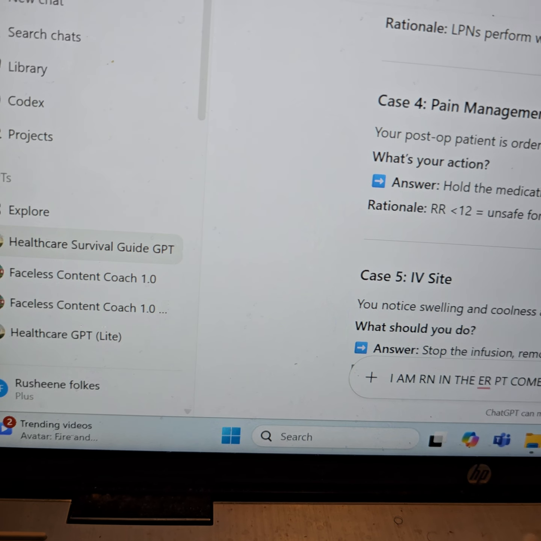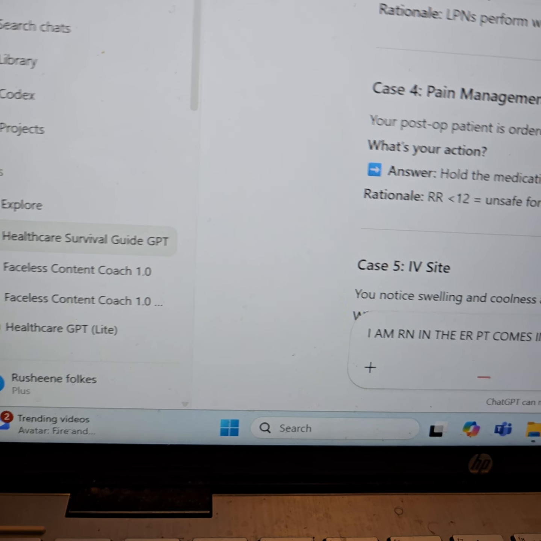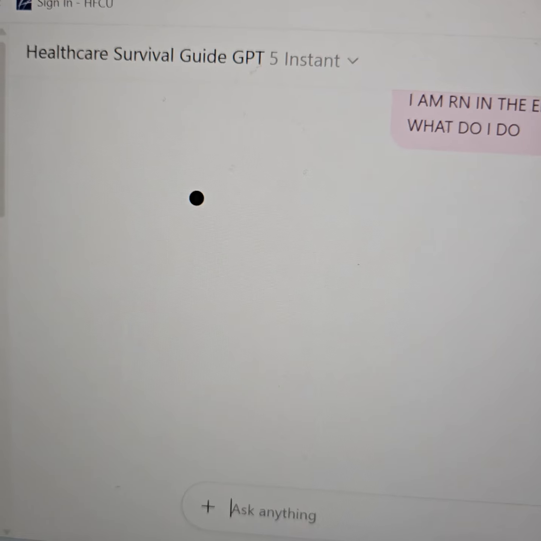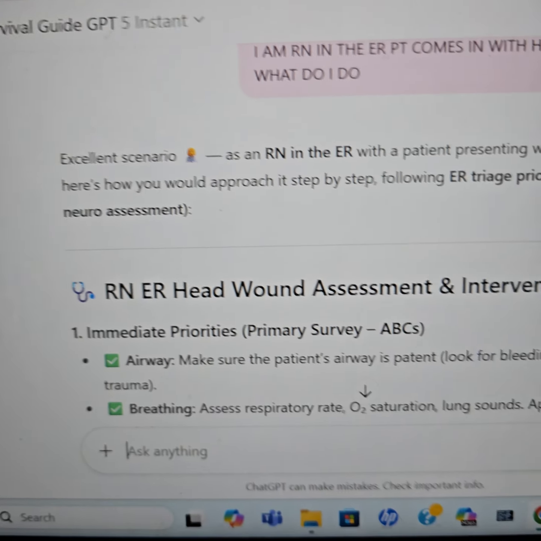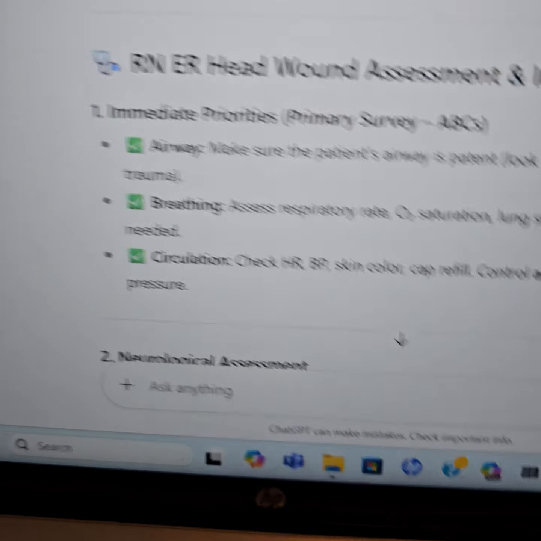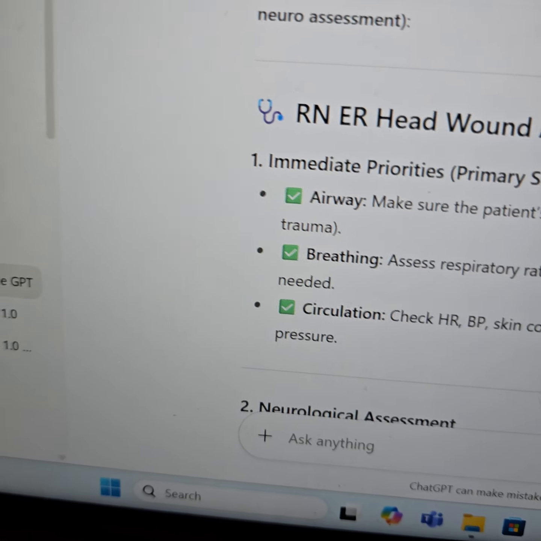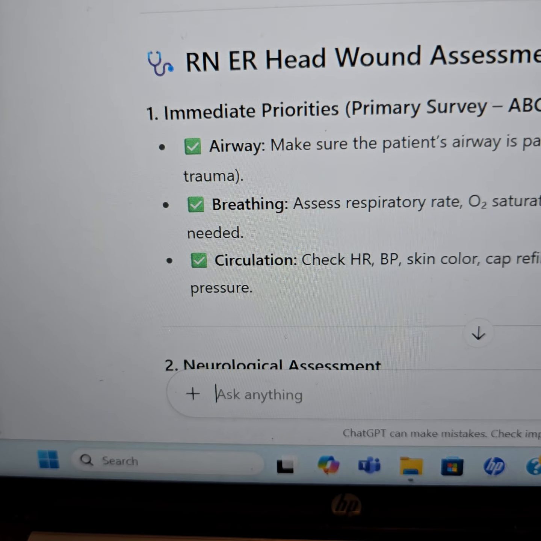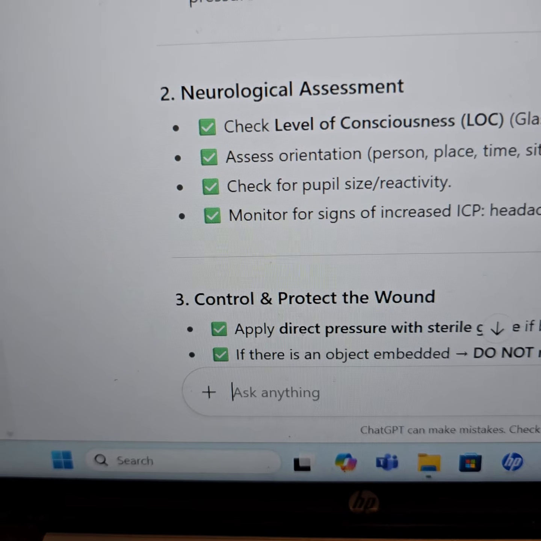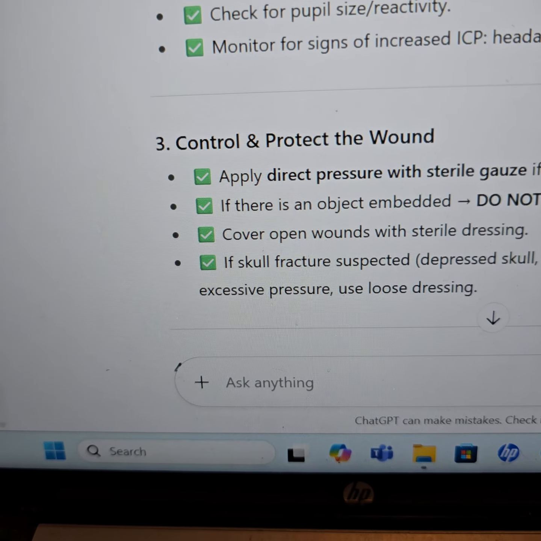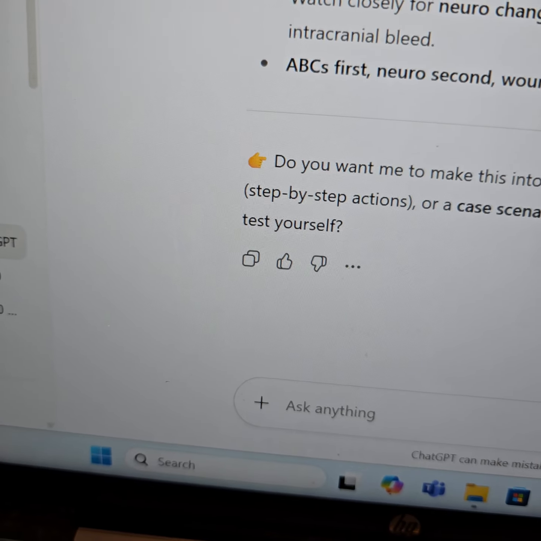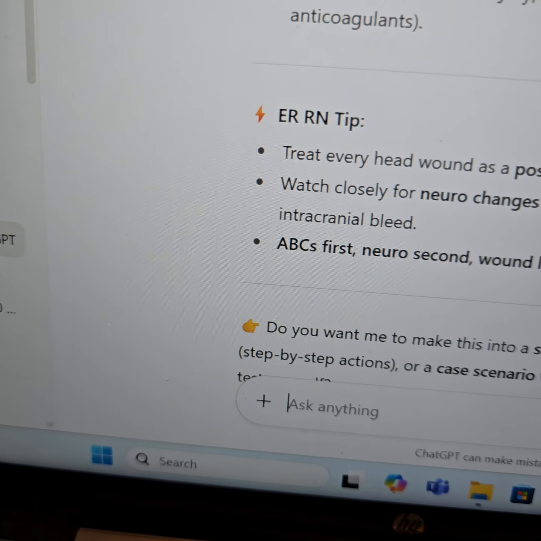What do I do? Say you're in clinicals one day and this happens to you. You want to know what you're going to do, right? As an RN, the ER assessment is going to give you your priorities, your neurological assessment, control and protect the wound, monitor. It's going to basically tell you step by step what you're supposed to do.